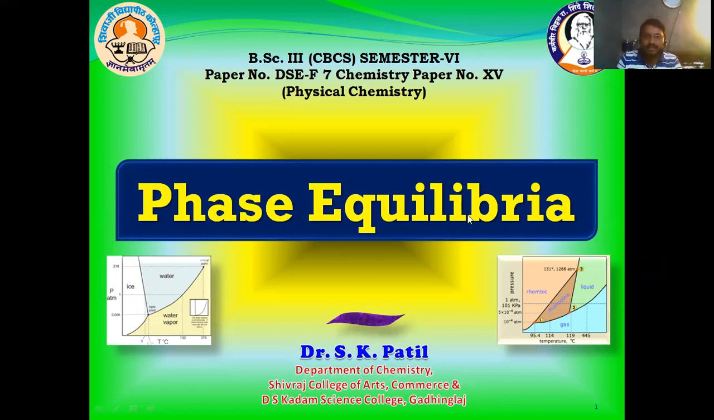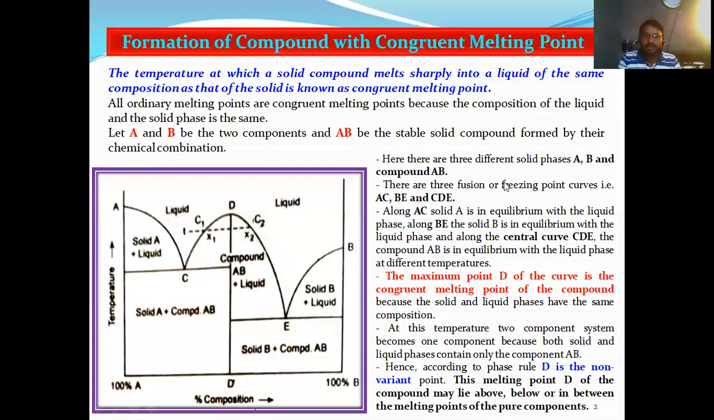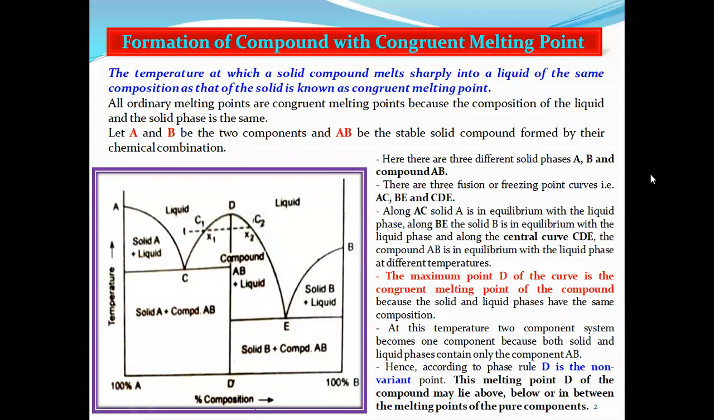Today we will see the formation of a compound with congruent melting point. This belongs to a two component system. Why is it called a congruent melting point? What is a congruent melting point? The temperature at which a solid compound melts sharply into a liquid of the same composition as that of the solid is known as the congruent melting point.